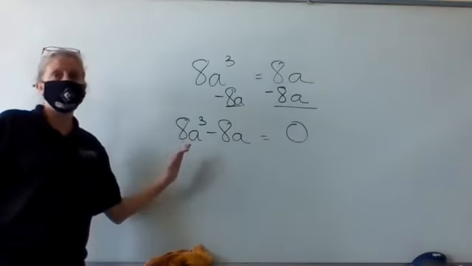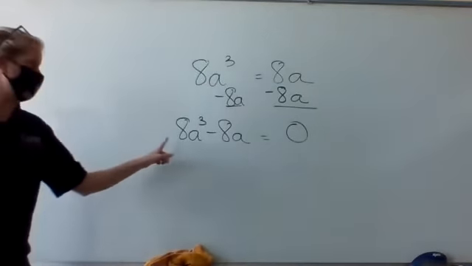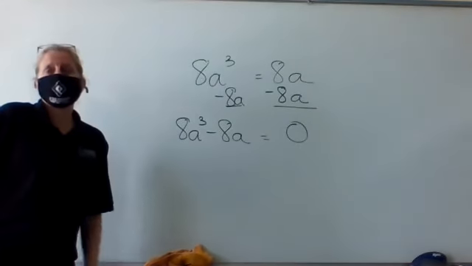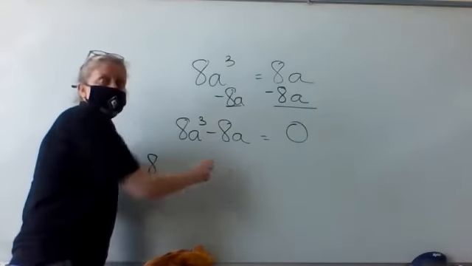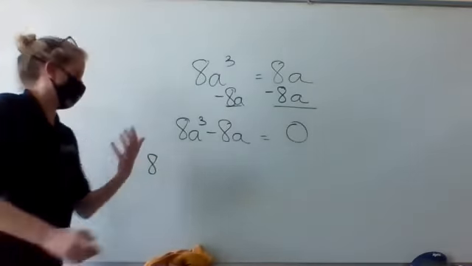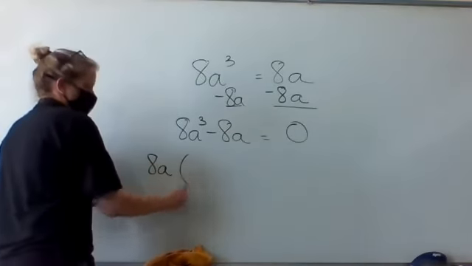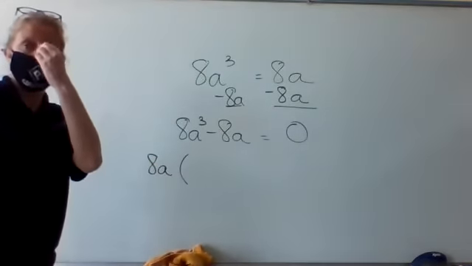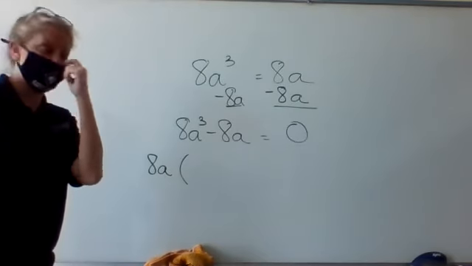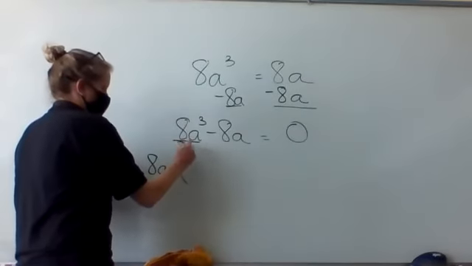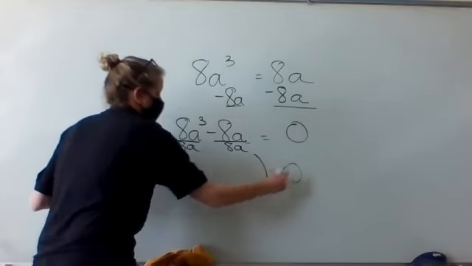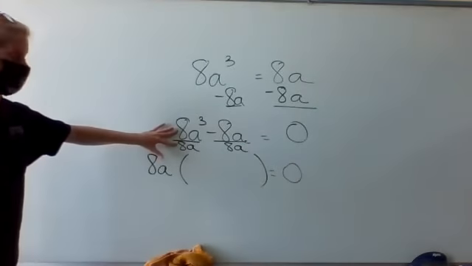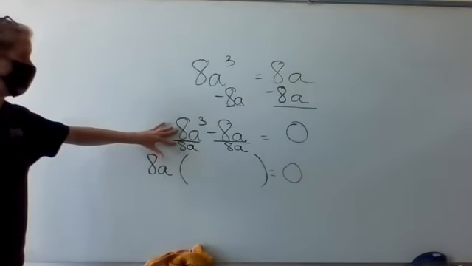Now when I look over here, I have actually more than just a in common. What else do they both have? You can pull out 8 also. But they do have an a in common, and that's what's important, is pulling out that a and putting in parentheses what's left after I pull out 8a. So let's see, if I divide them both by 8a, 8a cubed over 8a, no, I'm sorry, a squared. Right, the 8's will be gone.